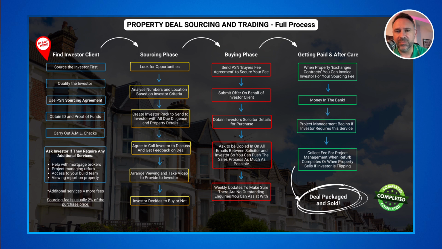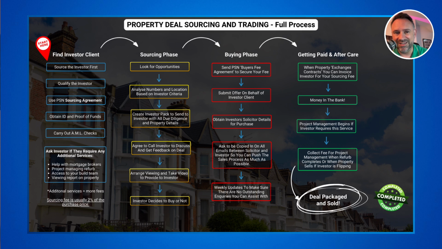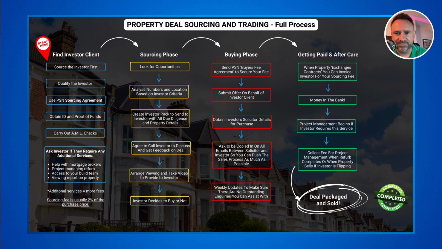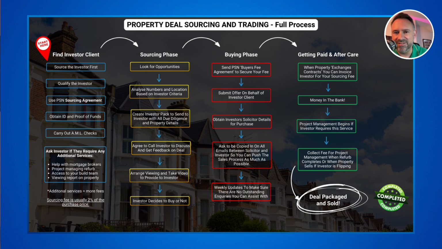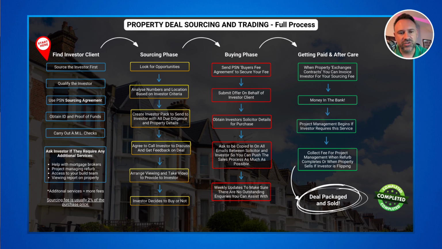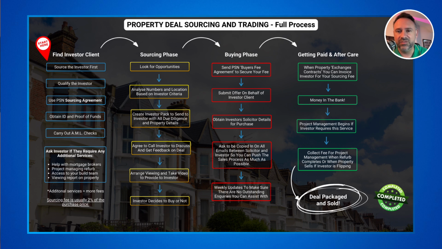And the buyer's fee agreement is essentially you locking in your fee. Basically it's a contract, a one or two page contract, as you know from the training, where you set out your fee and if you're offering any additional services. So let's say, as an example, there's a sourcing fee, and there's also going to be some project managing fee as well, because you're going to project manage the refurb as well. So there's going to be two fees in there. It's essentially your terms of business. That's what the buyer's fee agreement is, and it's you securing your fee.